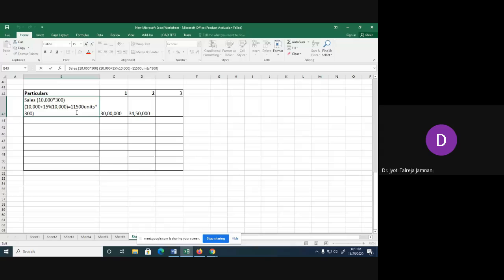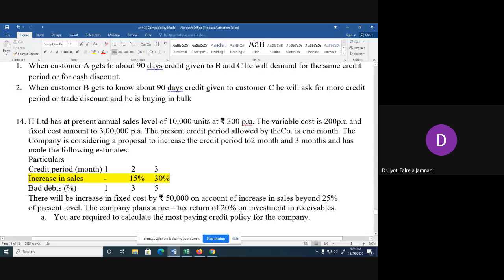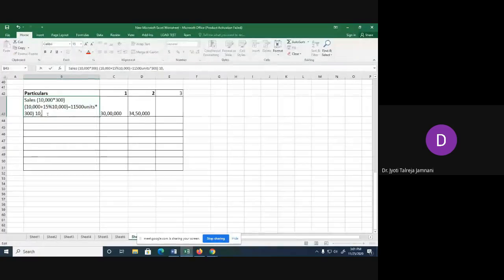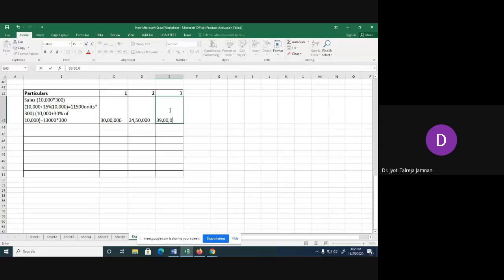And in third case, the sales will increase by 30%. So 10,000 plus 30% of 10,000. 30% of 10,000 is 3,000. So the total sales now will be 13,000 into 300 per unit selling price. 39 lakhs. 39 lakhs will be the sales.